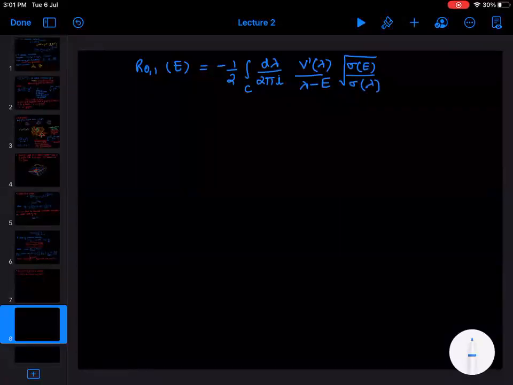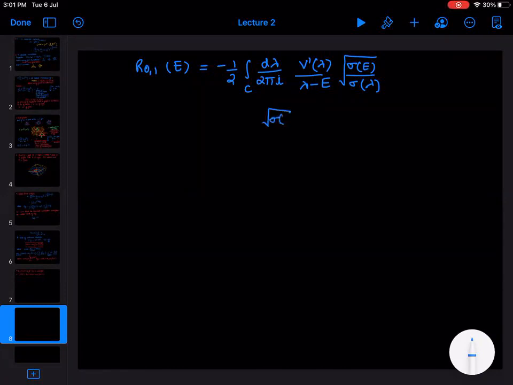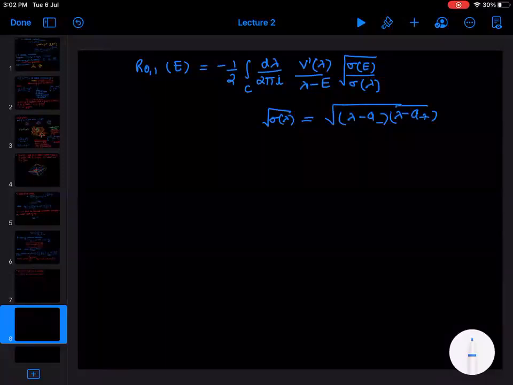So now this looks like an expression which is written in terms of the things that are input to our model. So now we know the potential V, so we can evaluate this expression. But there are still some unknowns here, because this function square root of sigma lambda, which is square root of lambda minus a minus times lambda minus a plus, involves the endpoints of the support, a minus and a plus. We do not know these points, so we need to evaluate them to ultimately calculate r0, 1.